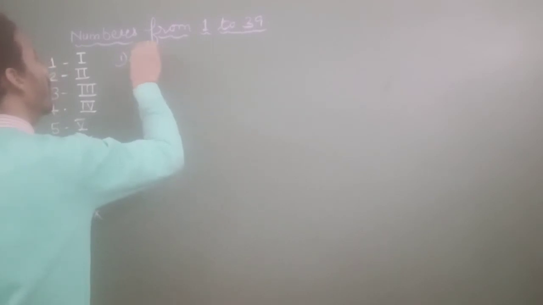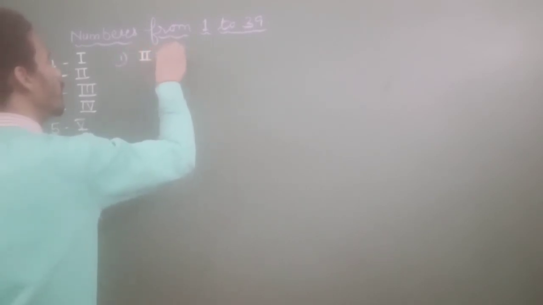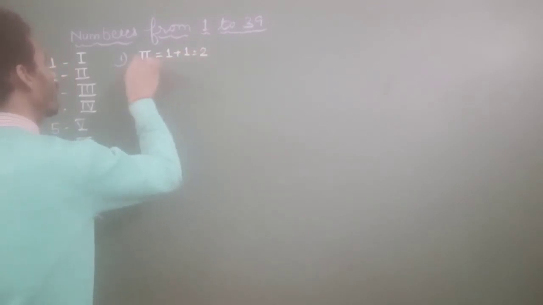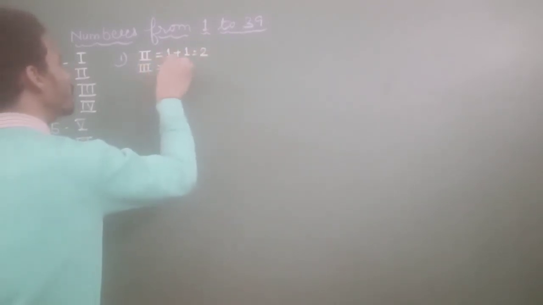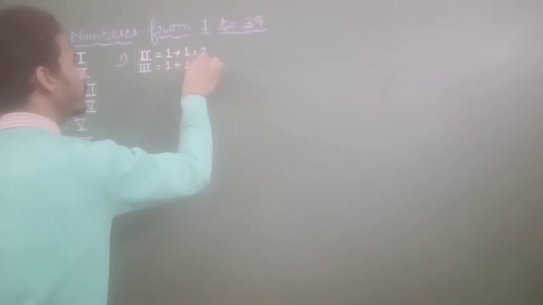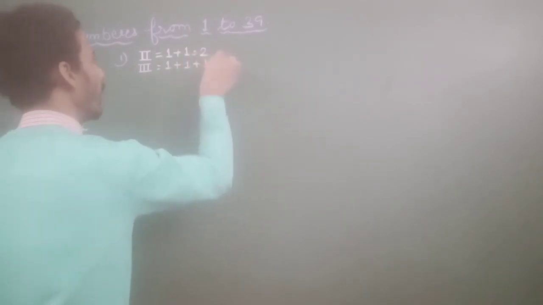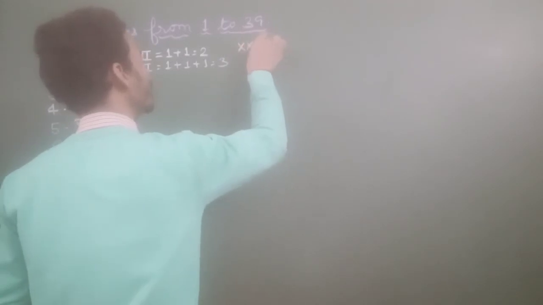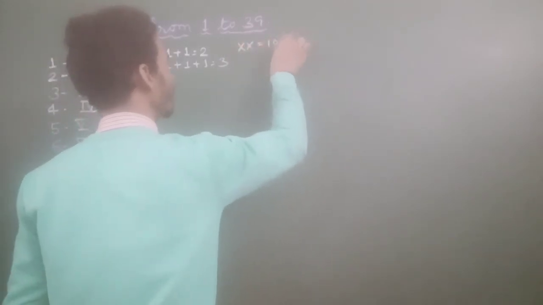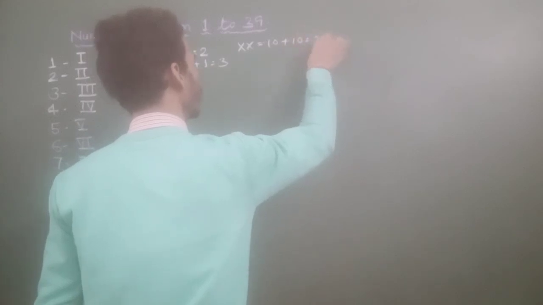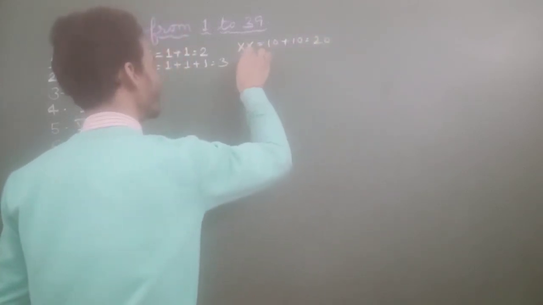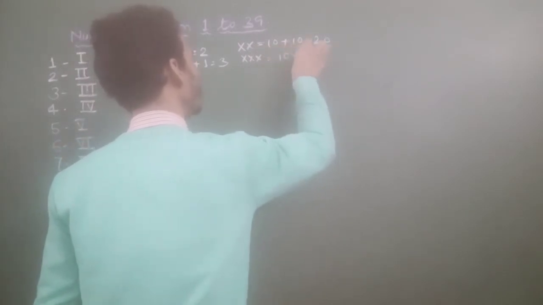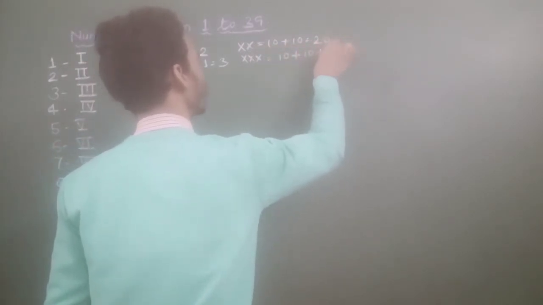II means 1 plus 1, 2. III means 1 plus 1 plus 1, 3. XX means 10 plus 10, 20. And triple X means 10 plus 10 plus 10, 30.